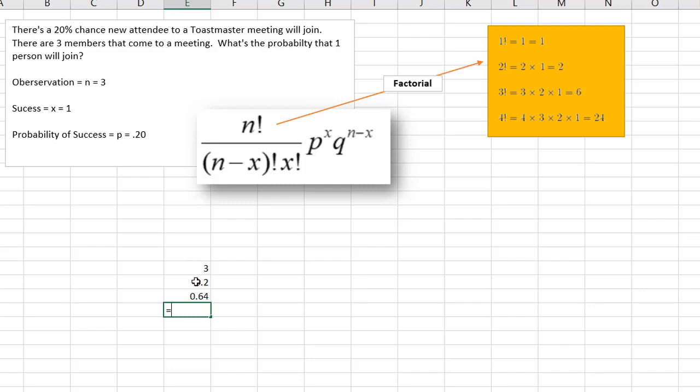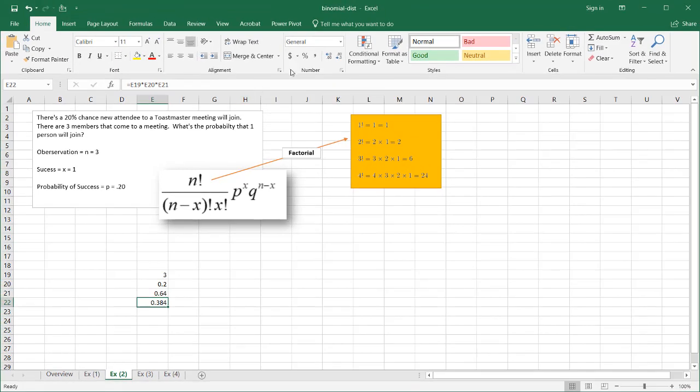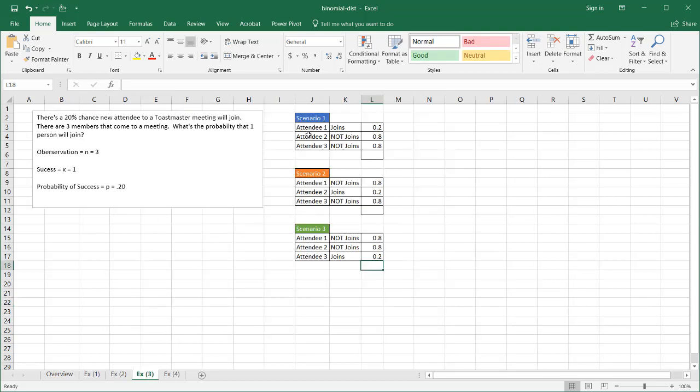I can say that times that times that, which should give me 0.384, which is my 38.4%. So that's how you figure it out if you want to get a little ambitious and use the probability distribution formula. Now, if you still want to be kind of ambitious, there's also a third way we can do it.